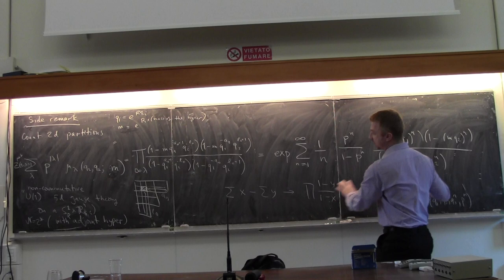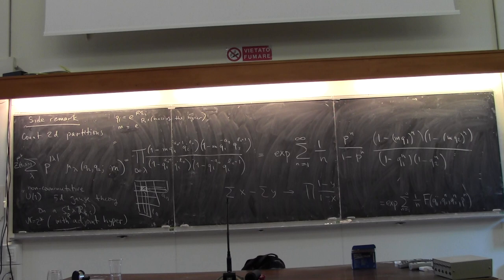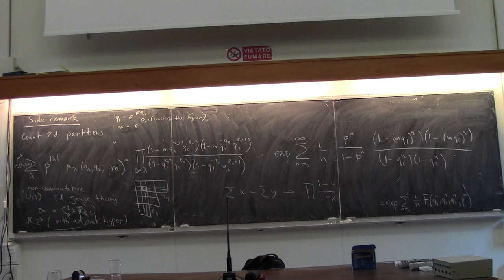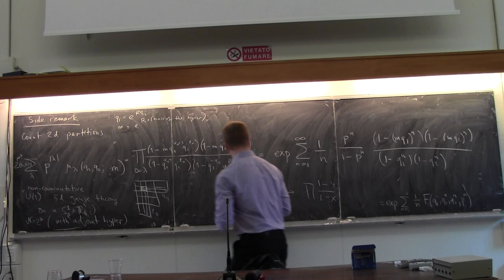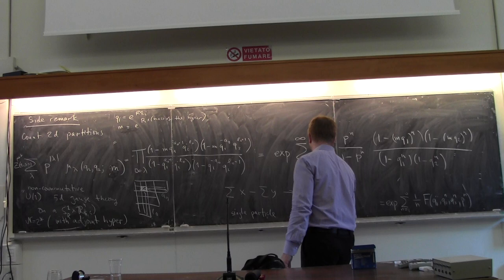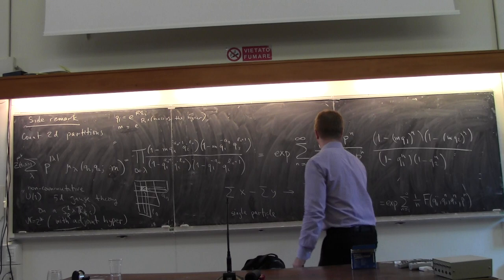So the expression which you see here tells you what is the particle content of the putative dual free field theory. And this partition function is the character of the Fock space where you have multi-particle states. The symmetry group, whatever symmetry group you have in question. So it's a single particle. This is multiple particles.